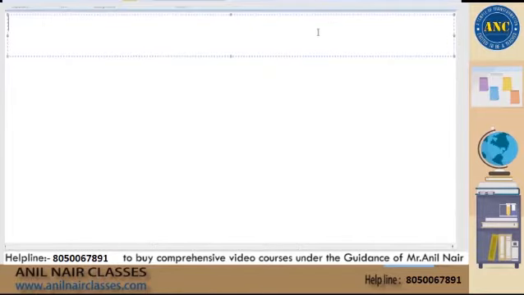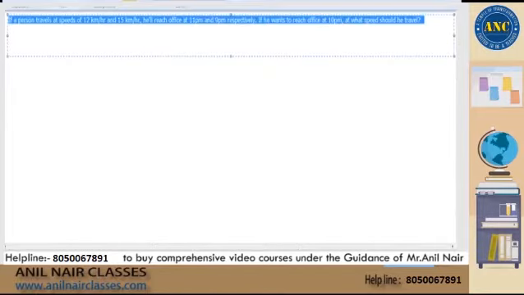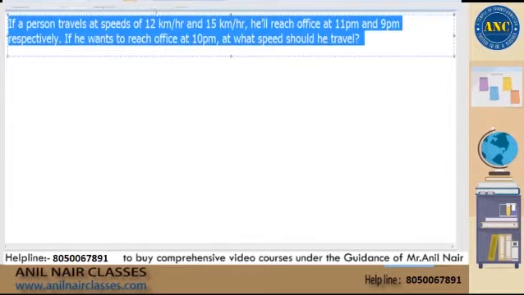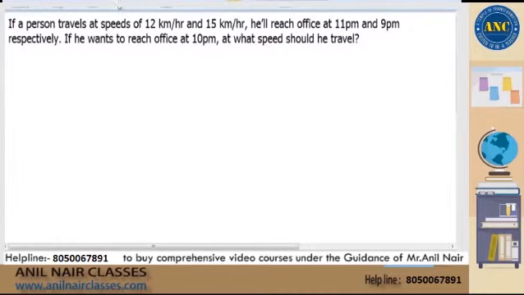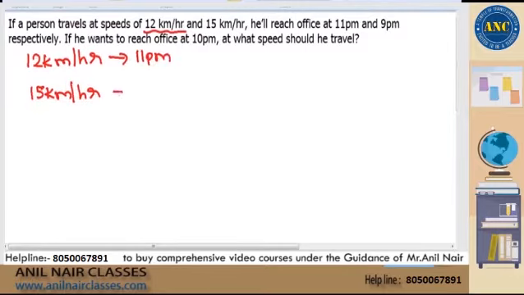First question. Now, first let us read the question. The question says, if a person travels at speeds of 12 kilometers per hour and 15 kilometers per hour, he will reach office at 11 p.m. and 9 p.m. respectively. If he wants to reach office at 10 p.m., at what speed should he travel? Right? At what speed should he travel?